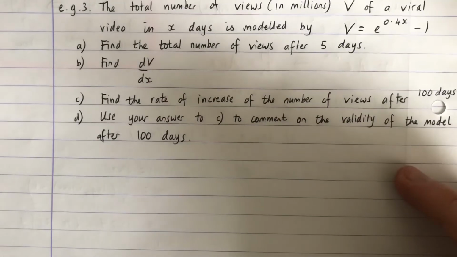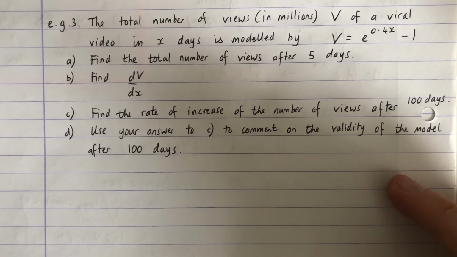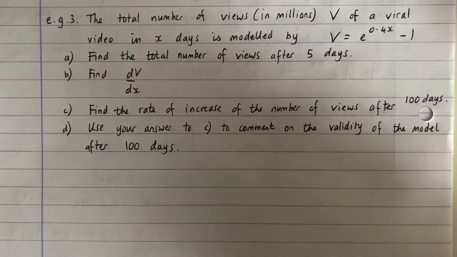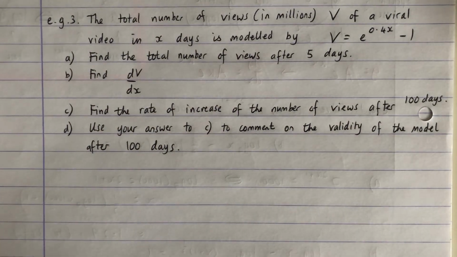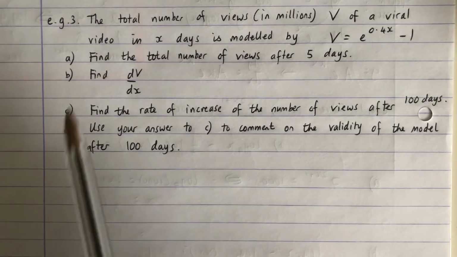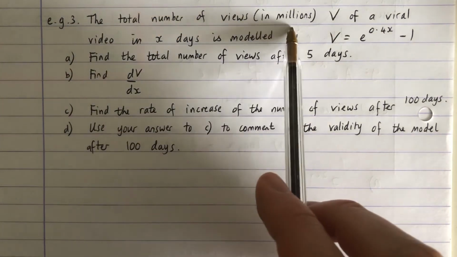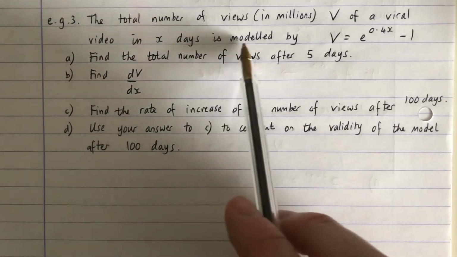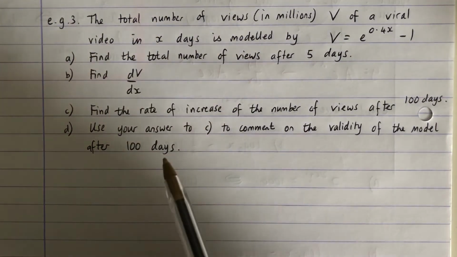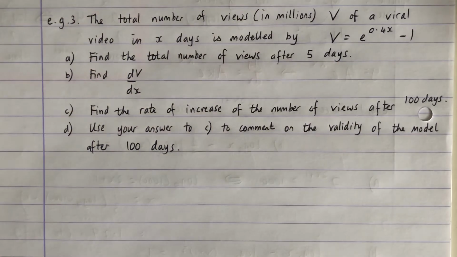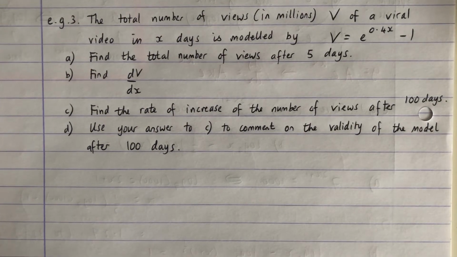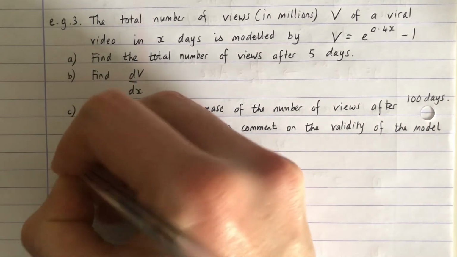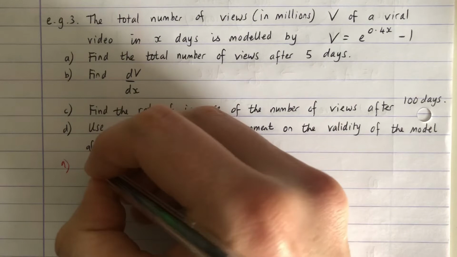Right. Third and final example is a question with a context. A modelling question, exponential modelling. They tell you the total number of views in millions, V, of a viral video in x days is modeled by this formula: V equals e to the power of 0.4x, subtract 1. Find the total number of views after 5 days. Part A, x is 5.